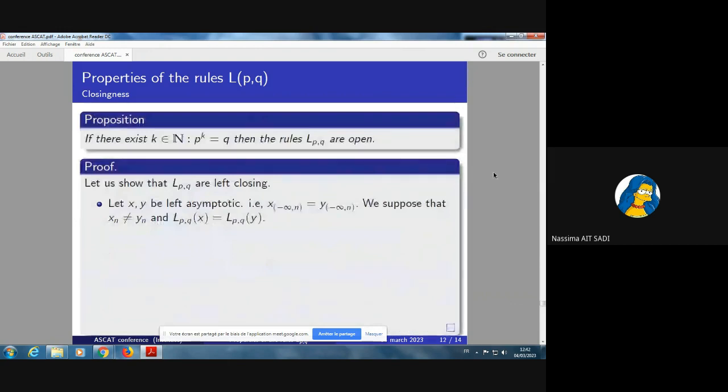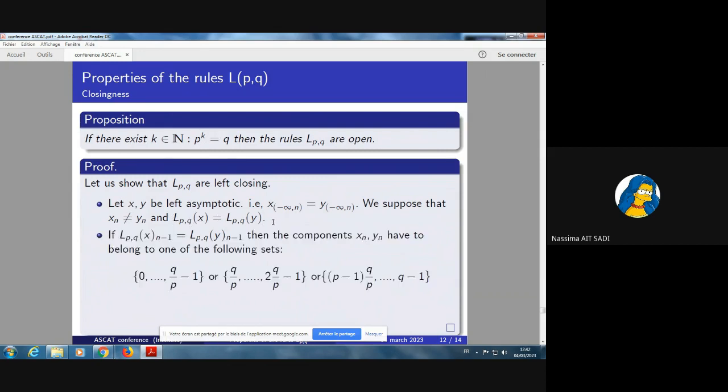And in this proposition, we will show that if Q is a pure power of P, then the associated rules are open. Let us show that the rules LPQ are left closing. Similarly, one can prove that they are right closing. Let X and Y be two left asymptotic points, suppose that they differ just at position n, and we assume that their images by the rules LPQ are equal.